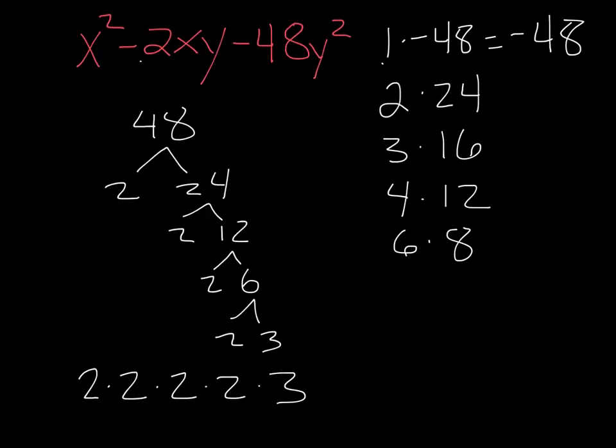Let's say that this is all you had to look at, and so it could be 2 times, this gives us 8 times 3, so 2 times 24. Or maybe it would be 4 times 12. Or maybe it would be 3 times 2 times 2 times 2 times 2, which is 16. Or maybe it would be 2 times 3, which is 6, times 8.